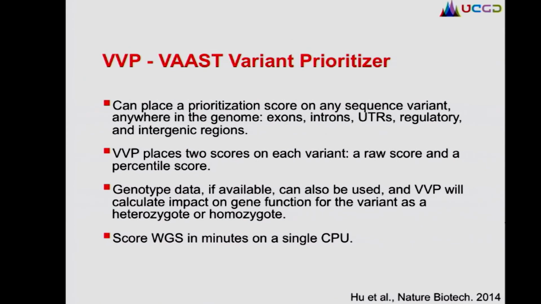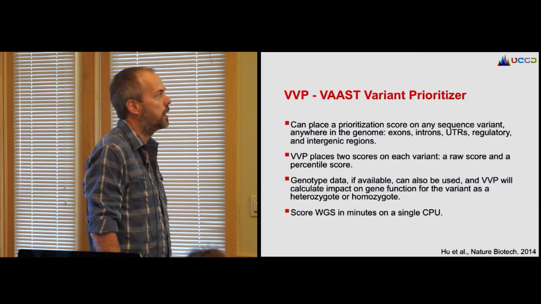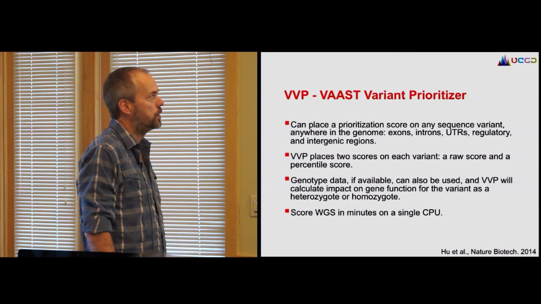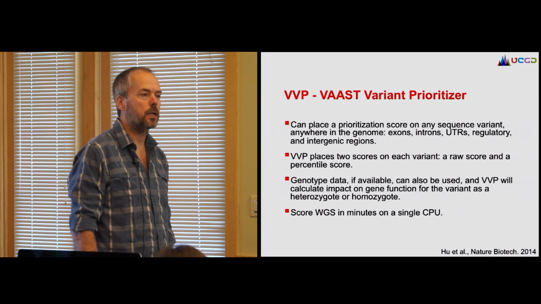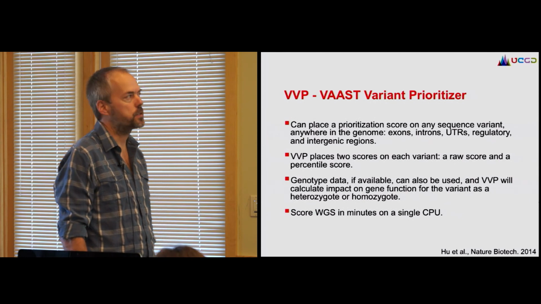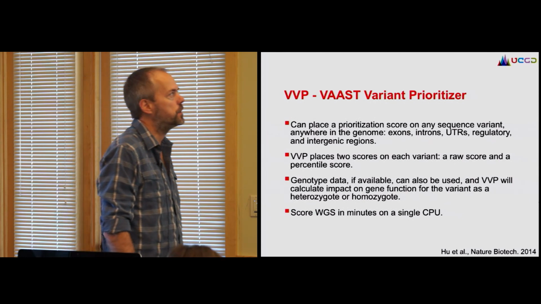VVP is the newest tool in the VAAST suite of prioritization tools. VVP can place a prioritization score on any sequence variant anywhere in the genome: exons, introns, UTRs, regulatory, intergenic regions. VAAST can technically do that as well. VVP just takes a slightly different approach and can do that at the variant level. VAAST is not really designed to score individual variants. So VVP starts by simply scoring individual variants.